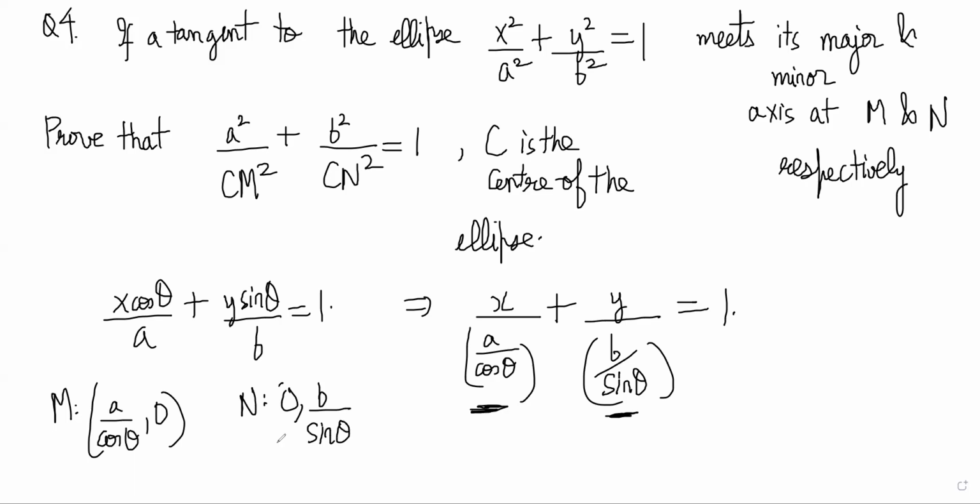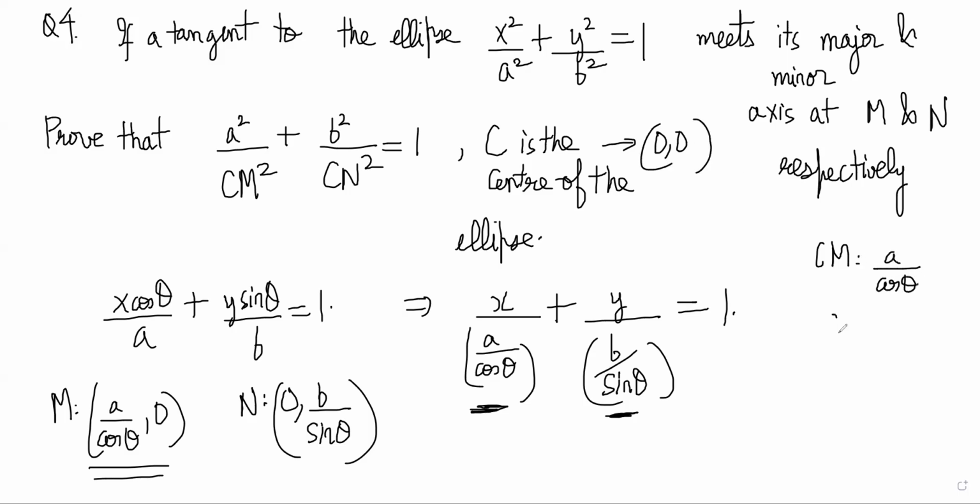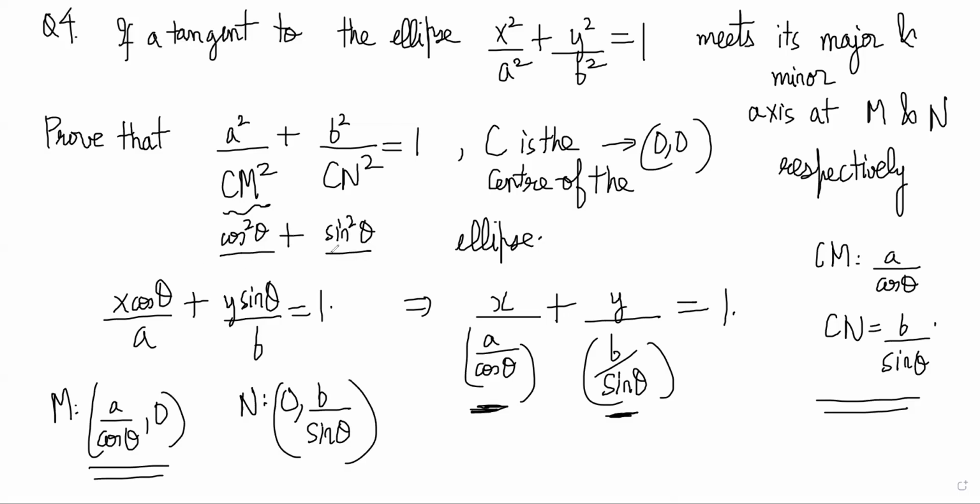And CM and CN are what? A by cos theta and B by sine theta. CM, because C is the center, which is (0, 0). So CM is A by cos theta and CN is B by sine theta. And immediately now you will realize that A by CM is cos theta and B by CN is sine theta. So it is simply cos square plus sine square theta is equal to 1. So that is the proof, right?